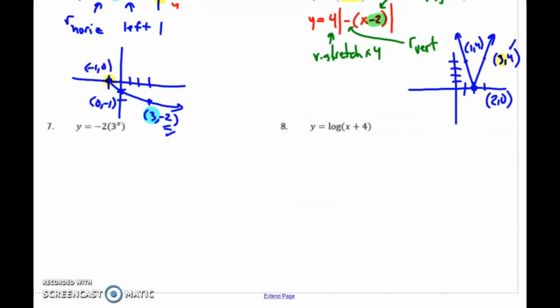Hello everybody, welcome back. We are still on Unit 1, Day 1. This is the third part. This will go a little bit quicker. We're going to do 2 graphs real quick here, 7 and 8, and we're going to write some equations. So number 7, we've got an exponential function.